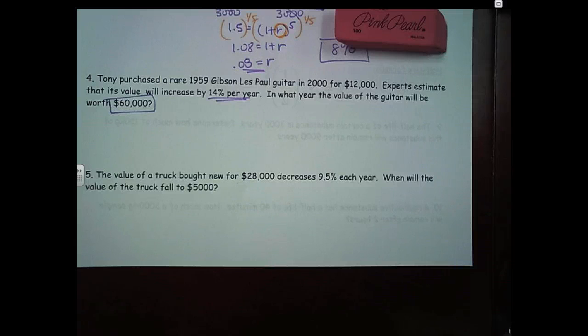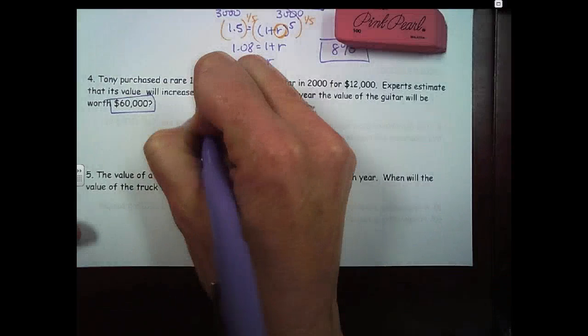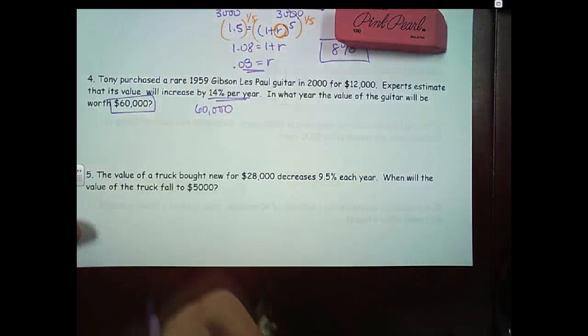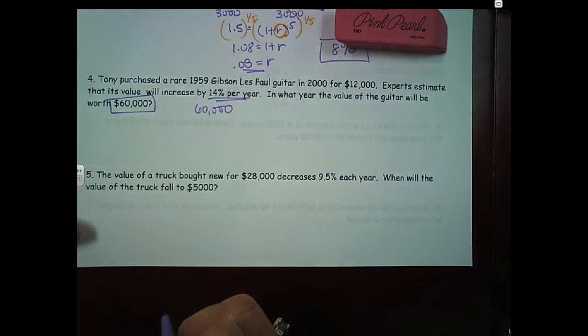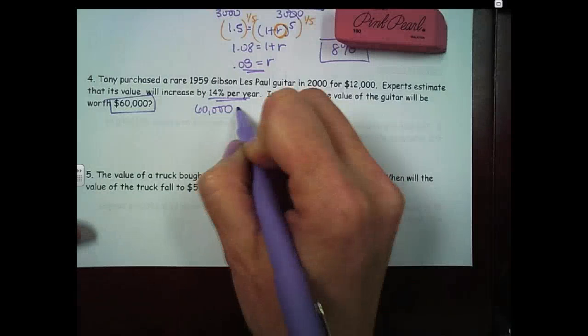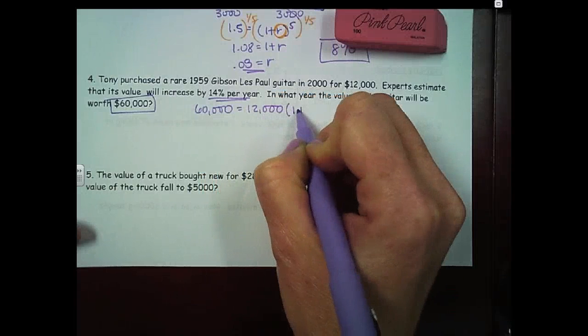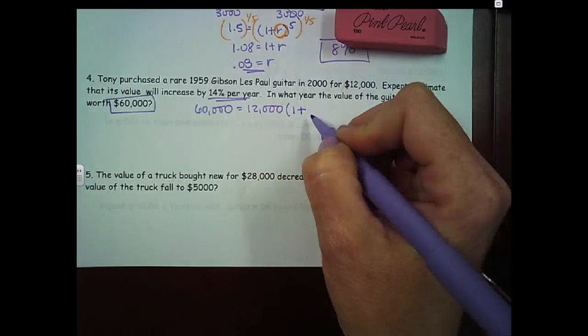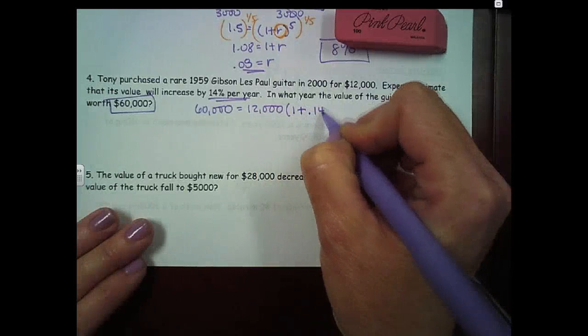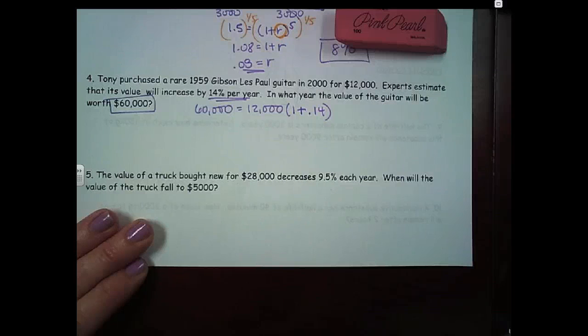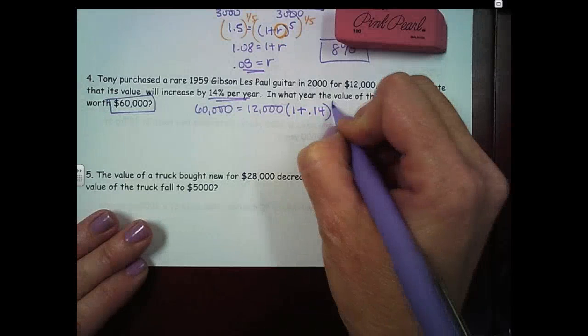So for number 4, we want it to be worth $60,000. So we're going to use our 60,000, and its original was 12,000. It appreciated, so there's your 1 plus. And we're going to turn 14% into 0.14. And our time is what we don't know. We don't know how long it's going to take.